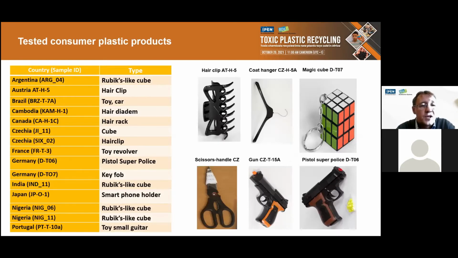So then the first study, with Arnika, was to test from a wide range of countries a wide range of black plastic, as you see here: hair clips, coat hangers, scissors, guns, and pistols.